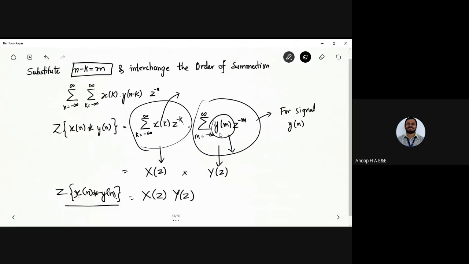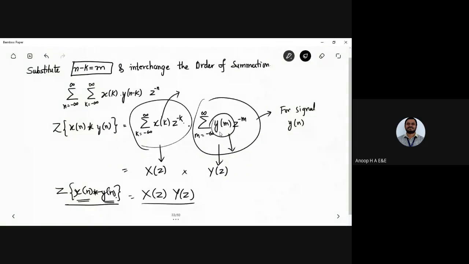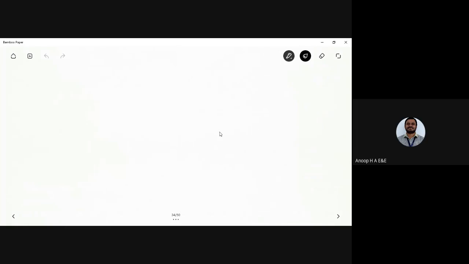Okay, so the z transform of two convoluted signals, say x of n and y of n, how can I write it? I can write it as x of z multiplied with y of z. Okay, so that's how you can define the convolution of two signals where the z transform is taken into picture, right? So now the next property goes this way, which is the time reversal.